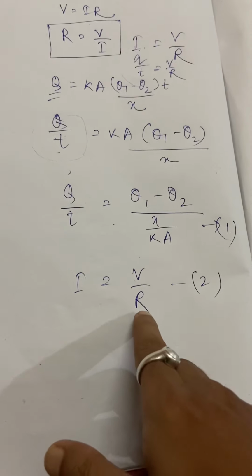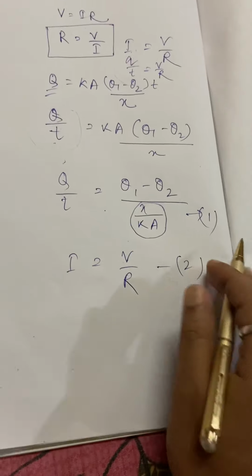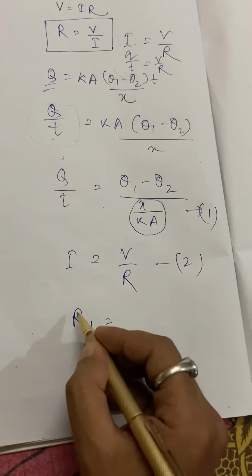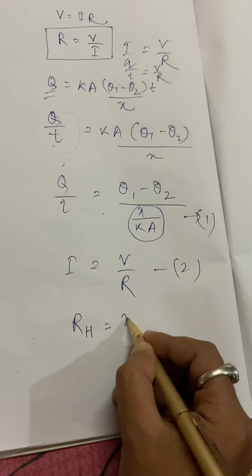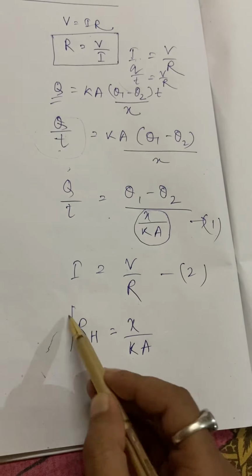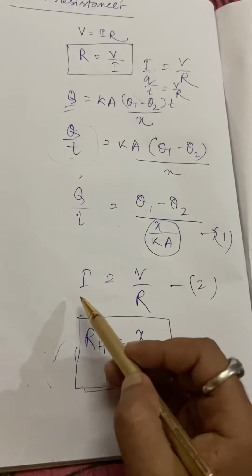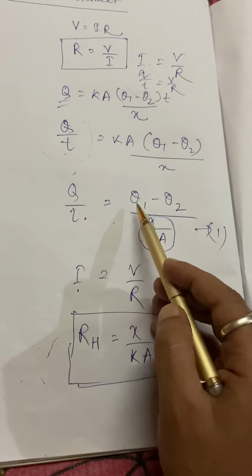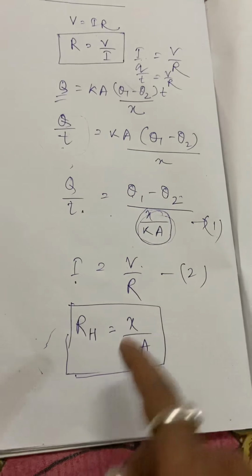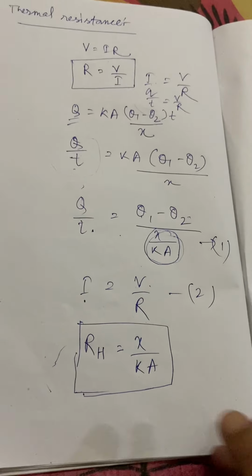So if this is electrical resistance, then this whole term will be termed what? Thermal resistance. Okay, so R_H, thermal resistance, will be X divided by Ka. So this is the expression for thermal resistance, and we have got this expression by comparing these two equations, right? This is the electric current, this is the rate of flow of heat, this is the temperature difference, this is the potential difference. So if this is electrical resistance, then this will be thermal resistance. So R_H equals X divided by Ka, right?